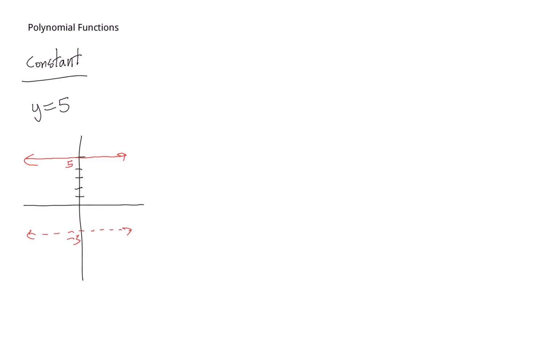Because there's no x involved, we would say it has a degree of 0. When we do the degree of an equation, it's based on the exponent of the x. If we had x squared, it would have a second degree. X cubed, third degree. But in this case, because we have no x, we could consider it being like 5x to the 0. So that means we'd have a 0 degree for a constant function.